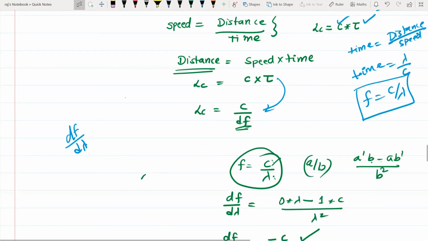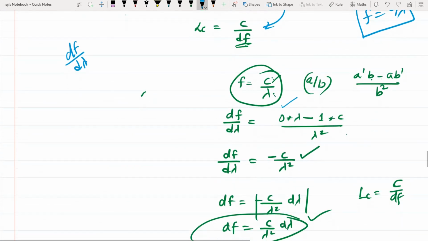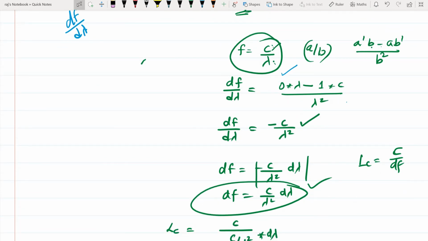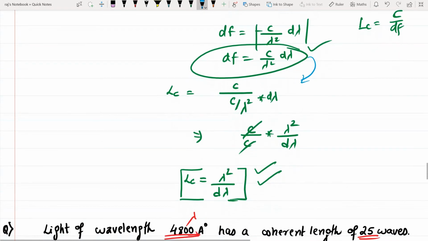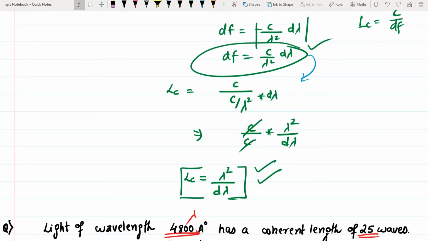Since c is constant with respect to lambda, it will become 0. So 0 into lambda minus 1 into c by lambda square. So df by d lambda is nothing but minus c by lambda square. So df will be c by lambda square into d lambda. Okay, now substituting this value into the equation, you will get LC is equal to lambda square by d lambda.